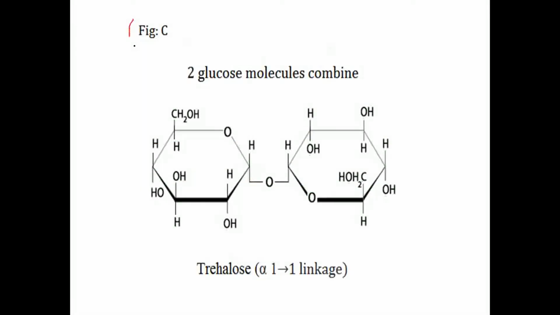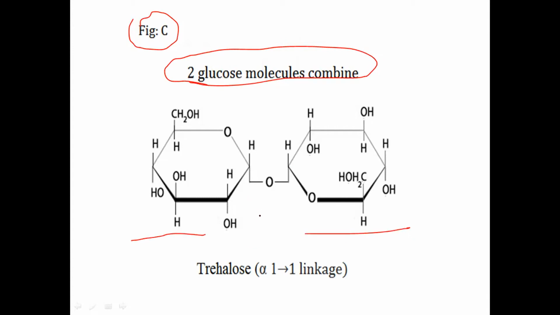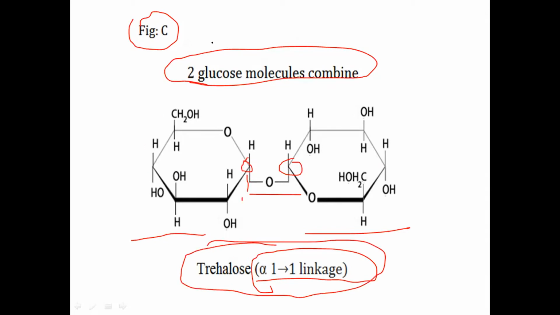This is figure C. You can see here two glucose molecules combine to form trehalose. This is glucose 1, this is glucose 2, and the reaction occurs between C1 of one glucose and C1 of the other glucose, and it results in an alpha 1,1 linkage because the OH group present at C1 is on the lower side, so the linkage is an alpha linkage. So this is trehalose, formed by the combining of two glucose molecules, resulting in an alpha 1,1 linkage. This is all about trehalose.